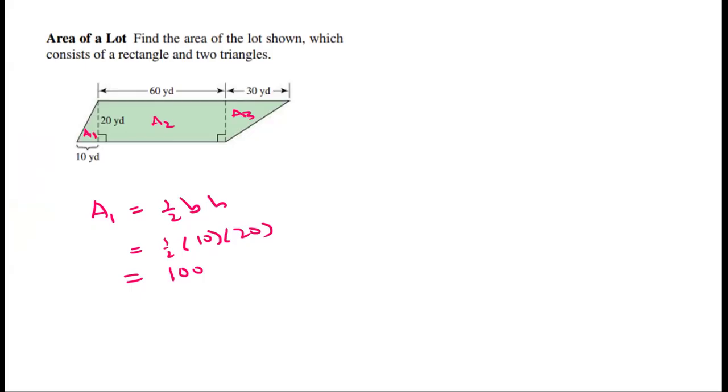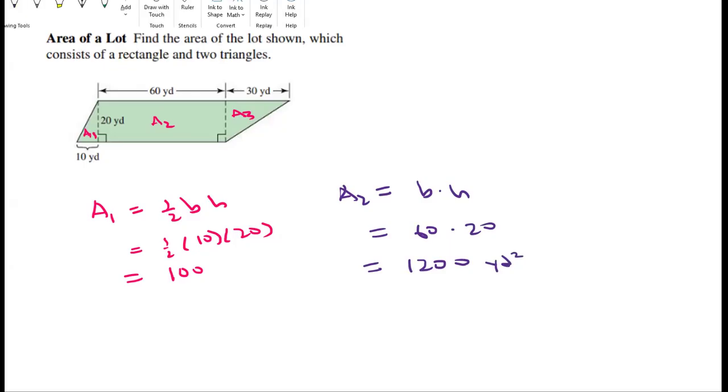Now for A2, that's just a good old rectangle, so that's length times width, or base times height. Our base is 60 yards and our height is 20. We put that in the calculator and that gives us 1200. Make sure we have our units here: this is square yards, this is square yards.